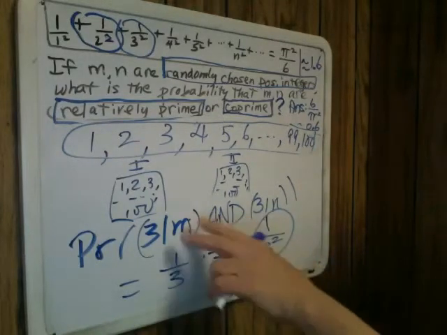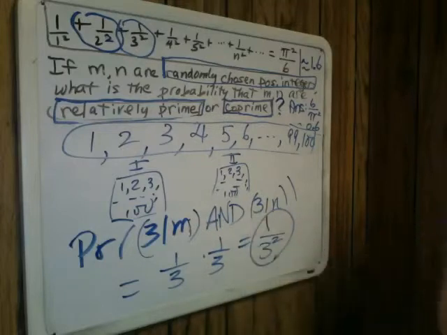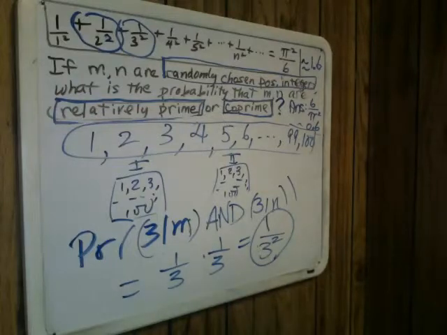So this is the probability that m and n are both divisible by the same prime p. If this happens, then we know m and n are not relatively prime. Notice I keep focusing on not relatively prime. As it turns out, it's much easier to work with the not condition first, and then we'll move over to relatively prime.